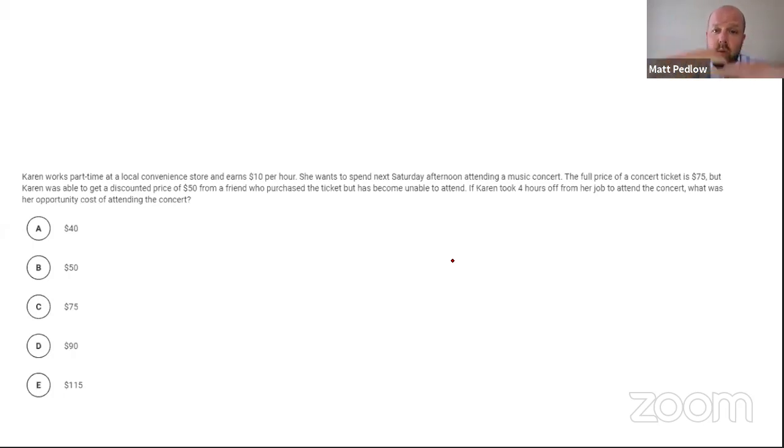See, when we as teachers try and teach you guys this stuff, what we're trying to get you to understand is people would say, well, the concert cost me $50. Well, no, that's not true, because you could have been doing something productive with your time, right? You could have been working. So you have to add that in as well. So 50 plus 40, and you get right down here to $90. That's her opportunity cost for going to the concert.